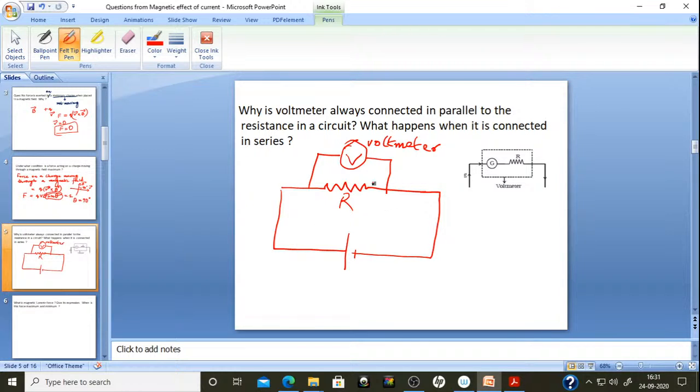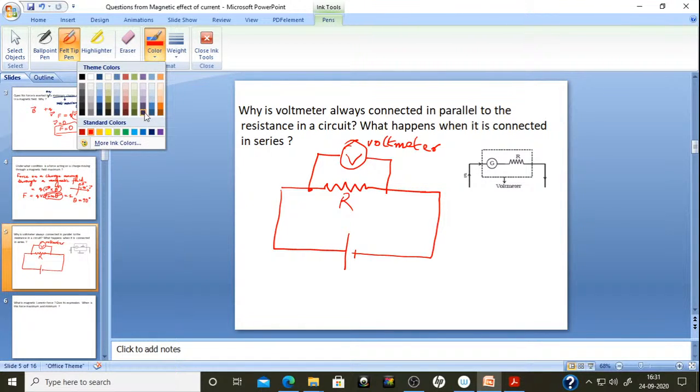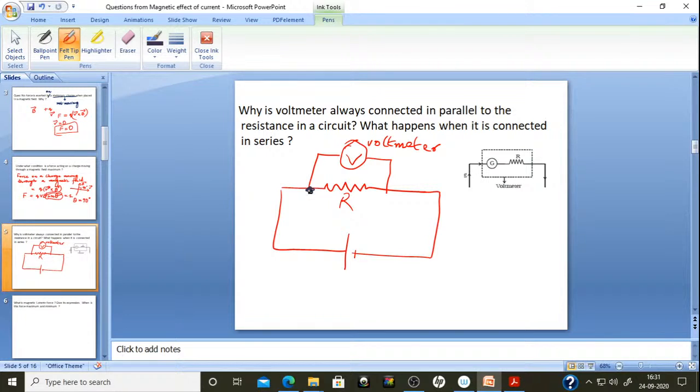So why do we do this? Because if you want to measure the voltage across two ends, across this end and this end, then minimum current should flow through the voltmeter if you want to measure the potential difference between these two ends. Minimum current should flow through the voltmeter.